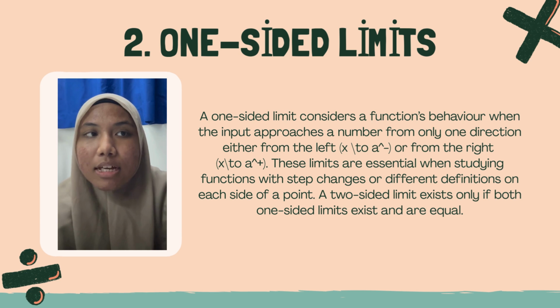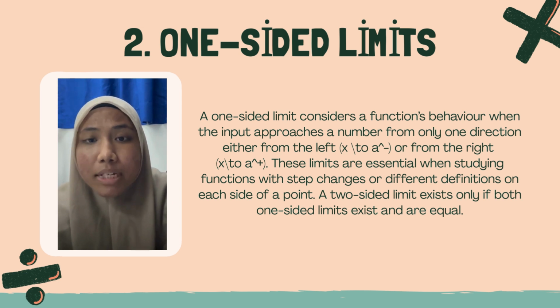Number 2, one-sided limits. A one-sided limit considers a function's behavior when the input approaches a number from only one direction, either from the left, x approaches c minus, or from the right, x approaches c plus. These limits are essential when studying functions with step changes or different definitions on each side of a point. A two-sided limit exists only if both one-sided limits exist and are equal.